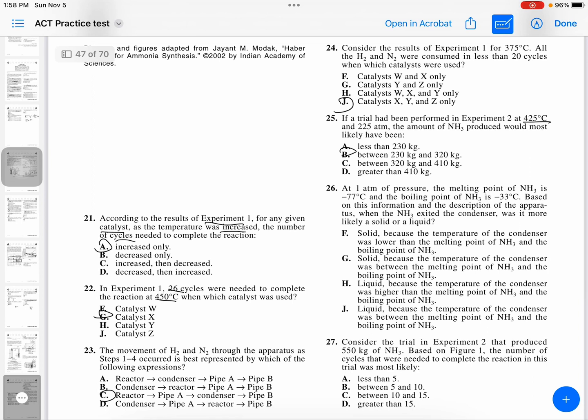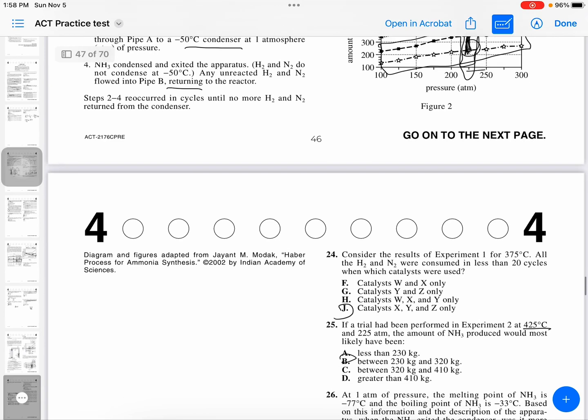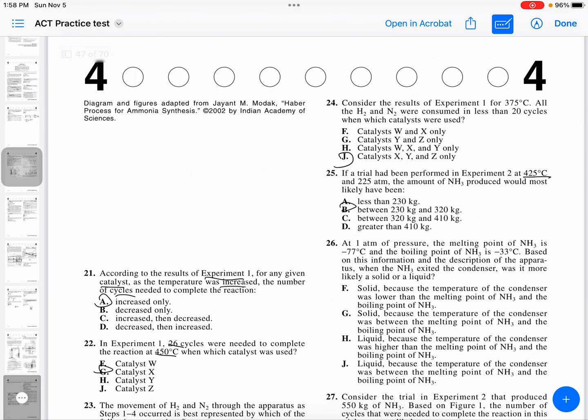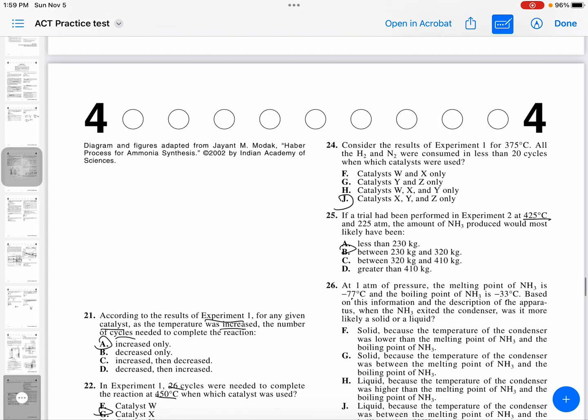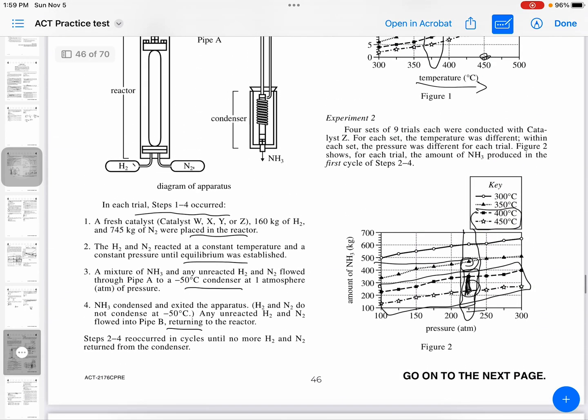At 1 atmosphere of pressure, the melting point of NH3 is negative 77. The boiling point of NH3 is negative 33. Based on this information, when NH3 exited the condenser, was it most likely a liquid or a solid? So it's going to be liquid if it's between negative 77 and negative 33. It's going to be solid if it's less than negative 77.